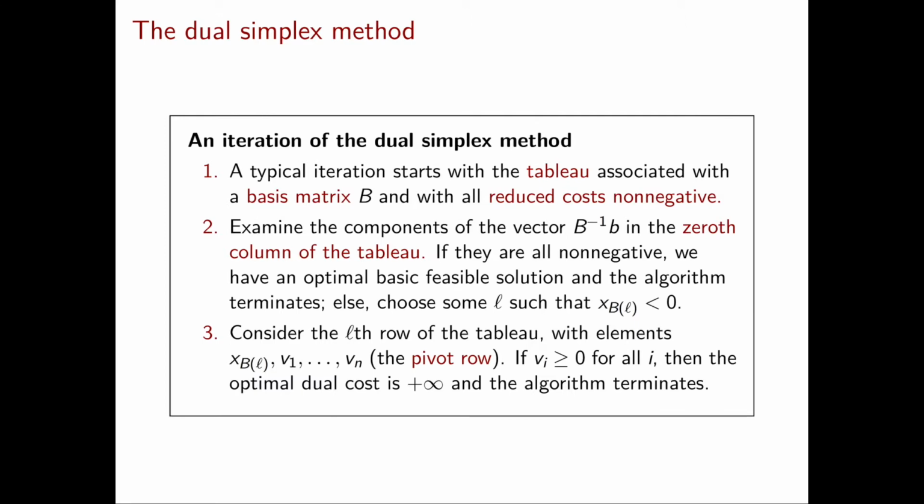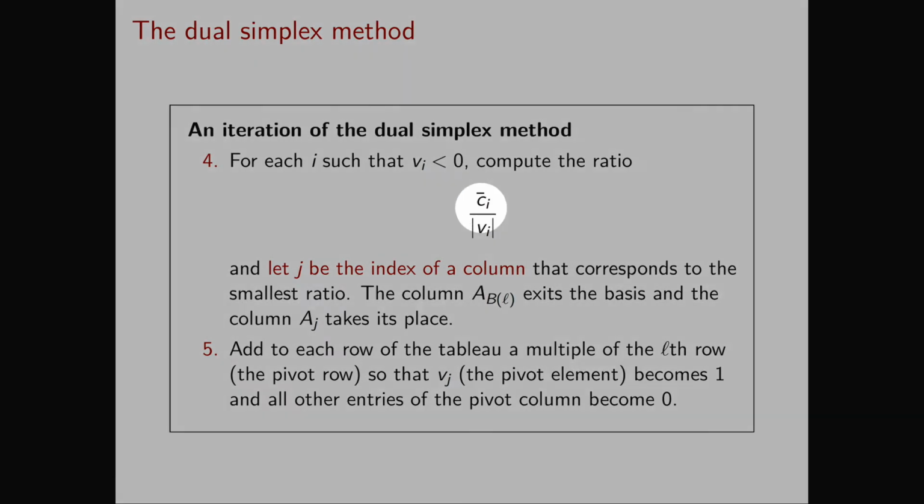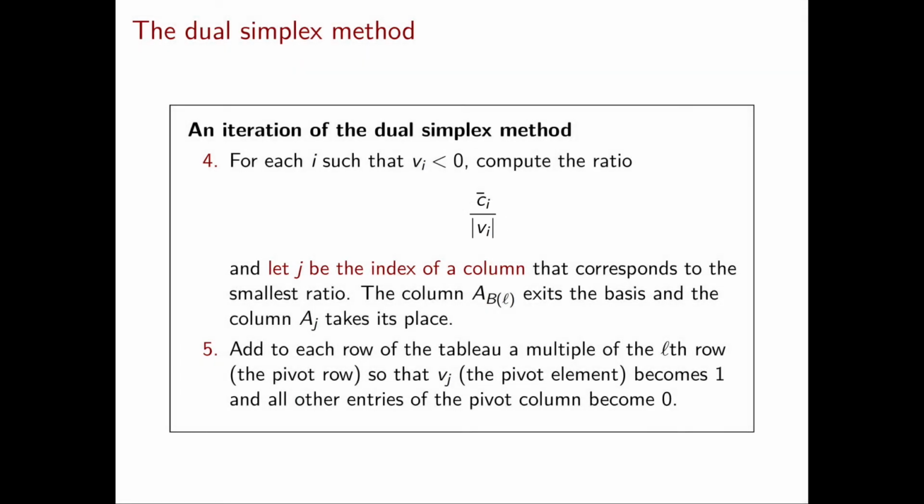the algorithm terminates. Otherwise, for every i with vi strictly negative, we compute the ratio c̄_i divided by the absolute value of vi, and we define j to be the index of a column that corresponds to the smallest ratio. The column A_B(l) then exits the basis and the column A_j takes its place. Then we add to each row of the tableau a multiple of the lth row so that v_j becomes 1 and all other entries of the pivot column become 0.